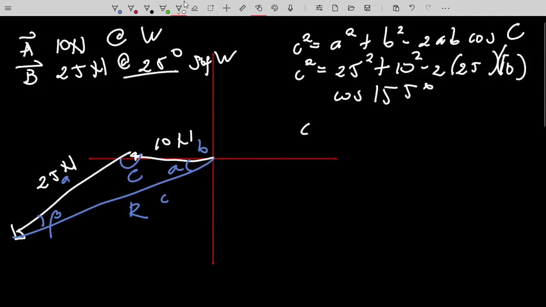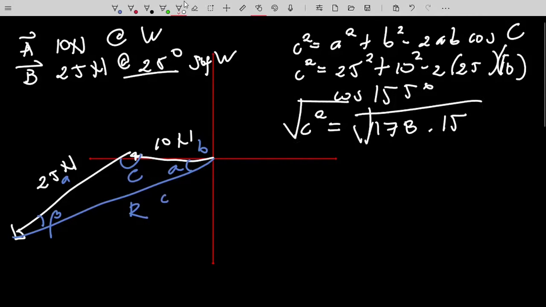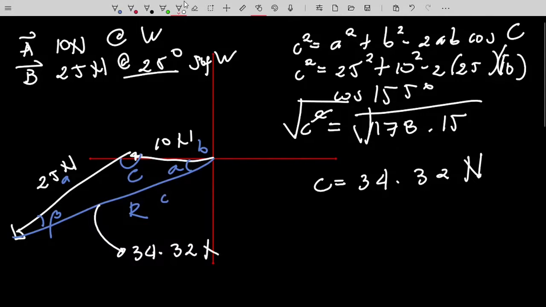Okay, let's compute for this one. C squared is now equal to 1178.15. Now let's cancel this square. Then you should get the square root of 1178.15, and you should have the value of 34.32 newtons. So the magnitude of our resultant vector is equal to 34.32 newtons. Now let's try to find the angle of our resultant first, which is your angle alpha.